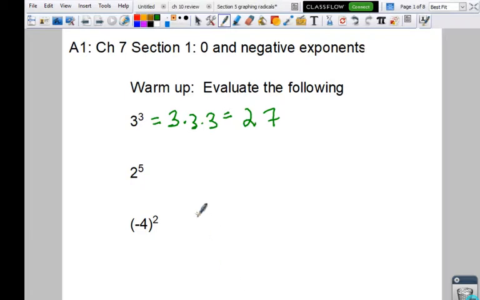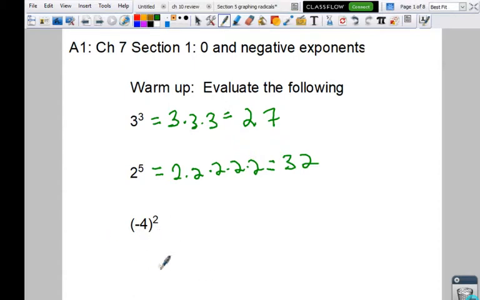So the next one, 2 to the 5th, some people put 10, which isn't right. This is 2 multiplied 5 times, which is really going to be, and I'll plug it into Desmos, 32. 2 to the 5th is 32.